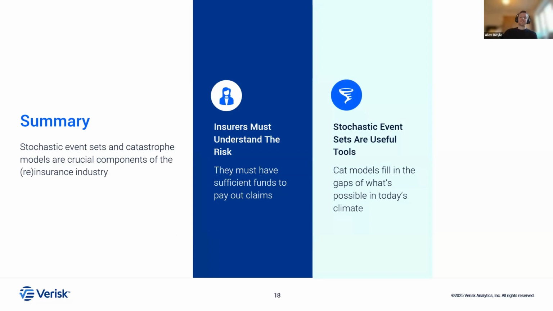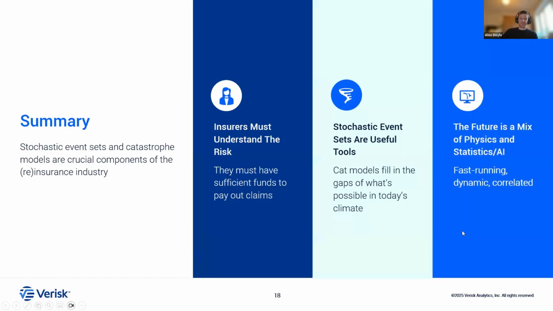Going forward, we'll likely see much more artificial intelligence in cat modeling, machine learning techniques. We've shown an example of how combining machine learning with a large global model, a GCM, allows for a fast-running, dynamic, and correlated model.